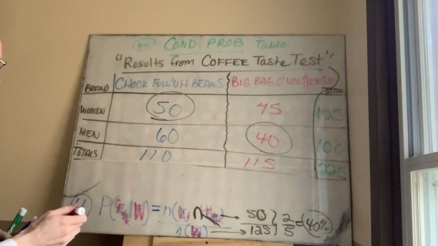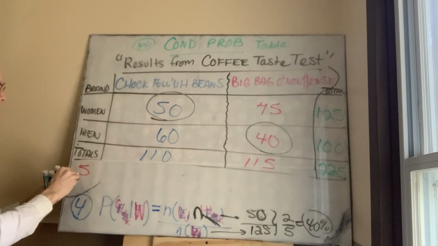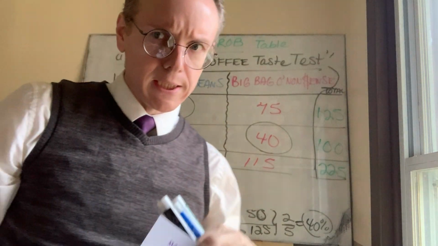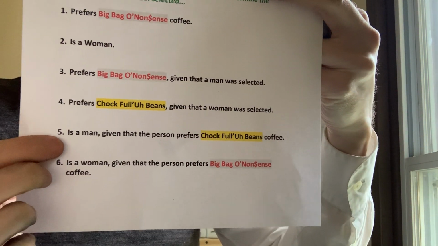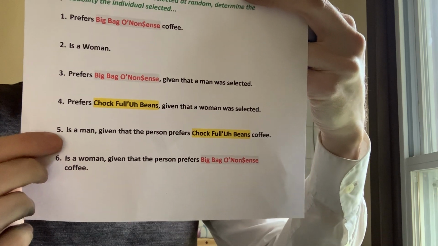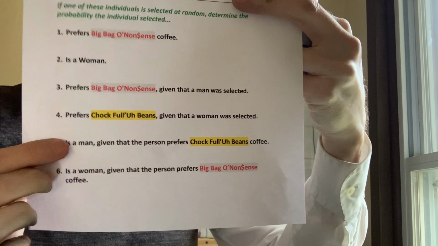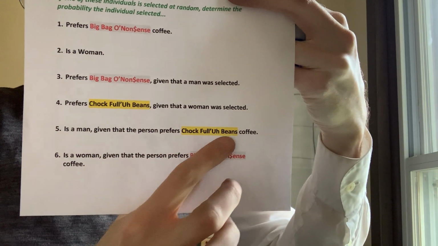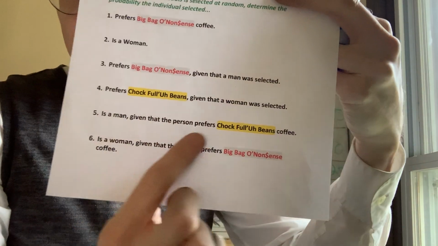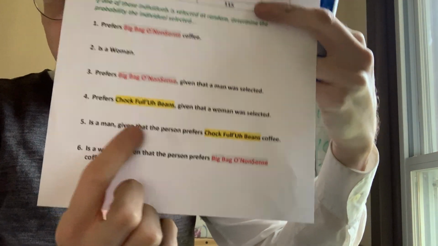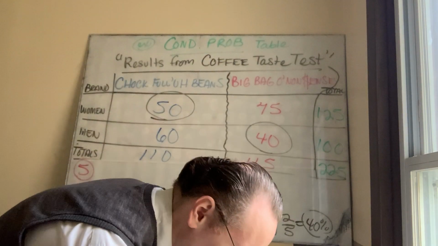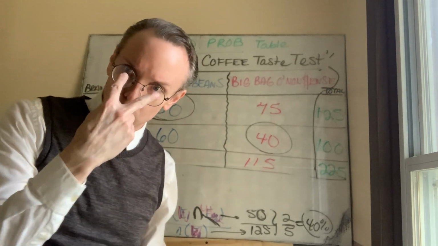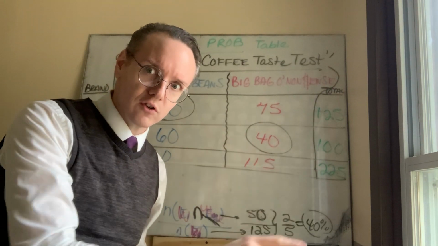Problem 5. Now again, read this. This one is going to be a little tricky, so be careful. The probability that the individual selected is a man, given that the person prefers chock full of beans coffee. Notice that chock full of beans is following the word given in this case. So again, if I wanted a simple way to not worry about what is E1 and E2, I would look for the word given and whatever follows it is E1.